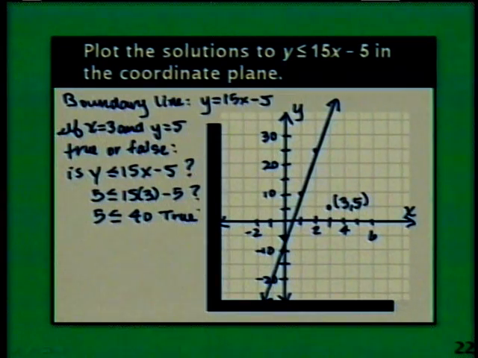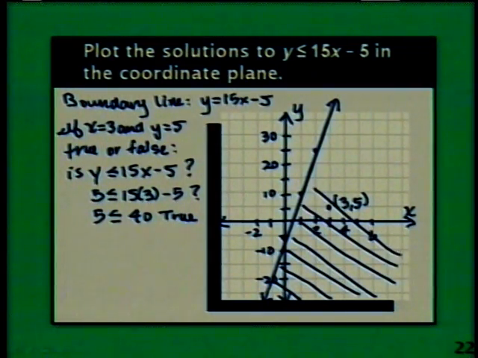So as my instinct told me, I need to shade below the line. (3, 5) is a solution to this inequality. So I'm going to shade everything below the line.